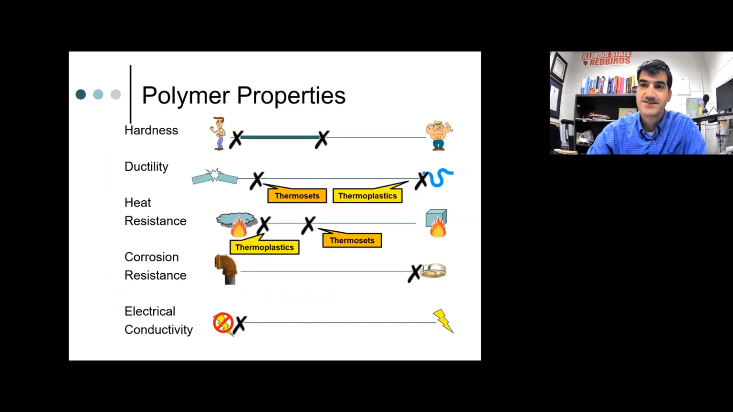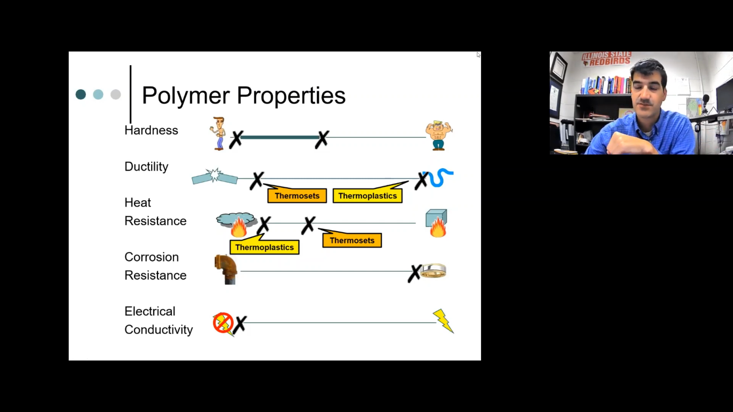So our scales of properties for polymers, they don't tend to be very hard. For ductility, we have to differentiate between thermoplastics and thermosets. So thermoplastics tend to be quite ductile. Thermosets, not. They're not very ductile because of that covalent bonding.